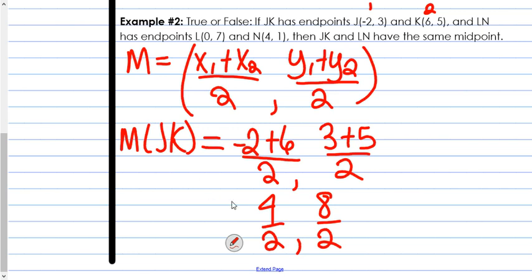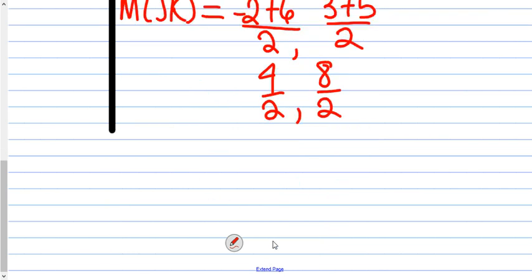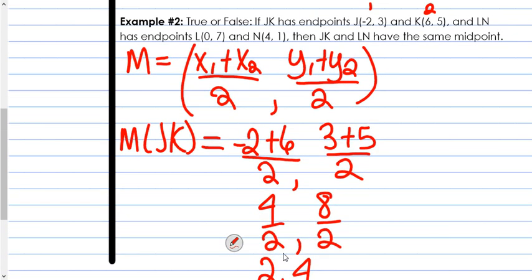Okay. 4 halves, hopefully you know 4 divided by 2 is 2, and 8 divided by 2 is 4. Okay. So the midpoint of JK is 4. So I'm going to write that over here in the margins. The midpoint of JK is 4. And our question says that we have to write if it's true or false if JK and LN have the same midpoint. So since we know the midpoint of JK, we now have to find the midpoint of LN.